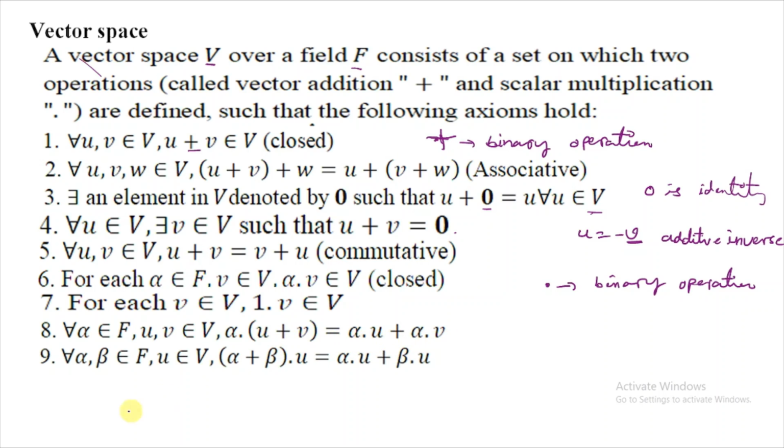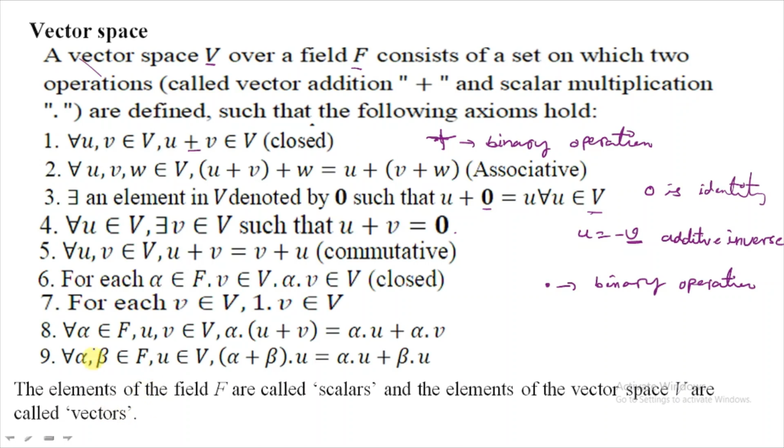Alpha dot u plus alpha dot v. This is distribution over vectors. Another one is distribution over scalars. The left distribution is on vectors, and the right distribution is on scalars. For alpha, beta belonging to F and u belonging to V, (alpha plus beta) dot u equals alpha dot u plus beta dot u. This is the distributive property.